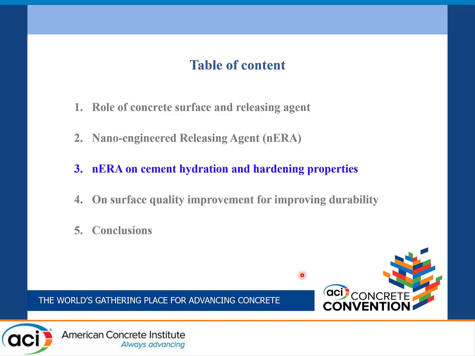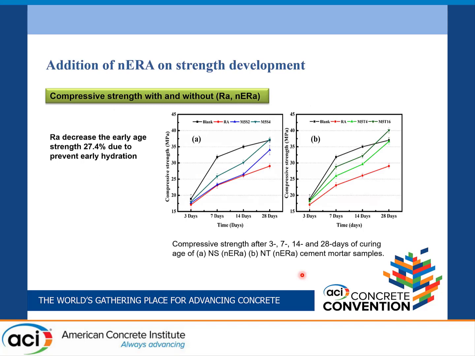First we did the simulation work to see whether the nano-engineered releasing agent and the cement hydration and hardening properties give good results or bad results. Here we look at the effect of adding RA on strength development. The black one is without releasing agent and without modified releasing agent; this is the blank or reference sample. S2 and S4 represent silica 2% and silica 4%, and the red one represents the releasing agent. Here also red represents the releasing agent, and the green and dark green represent titanium 4% and titanium 16%.